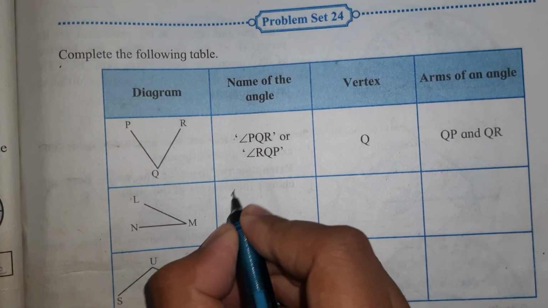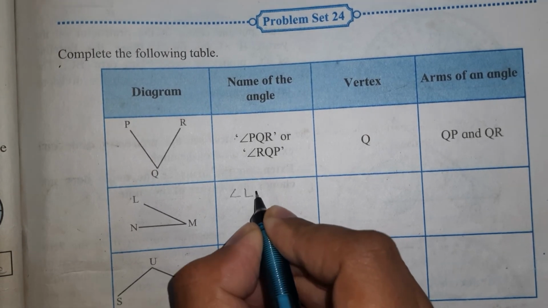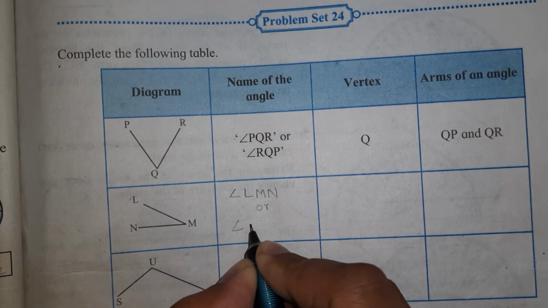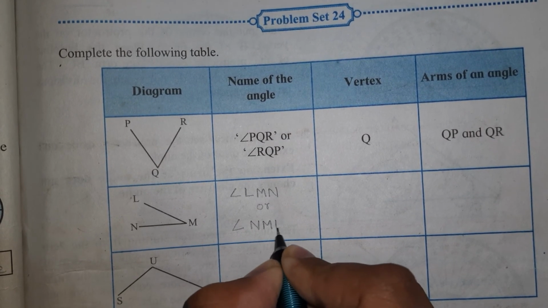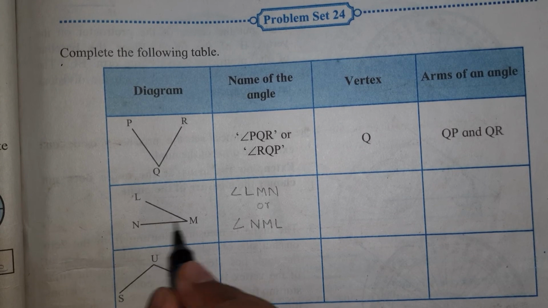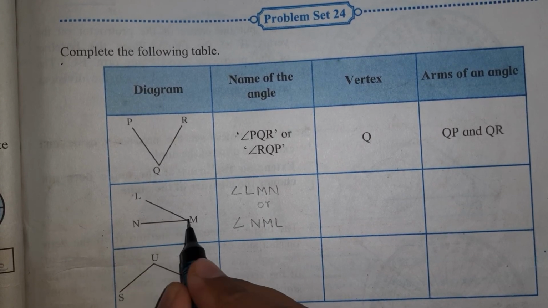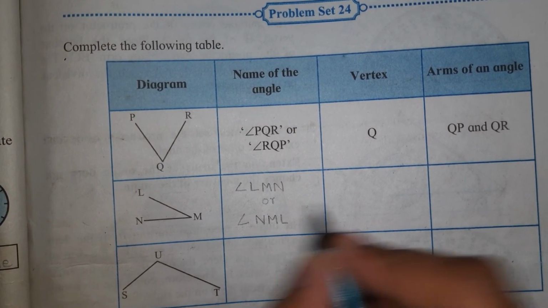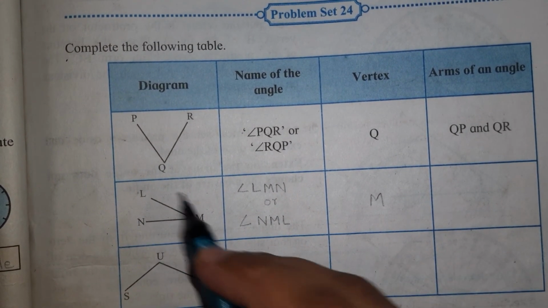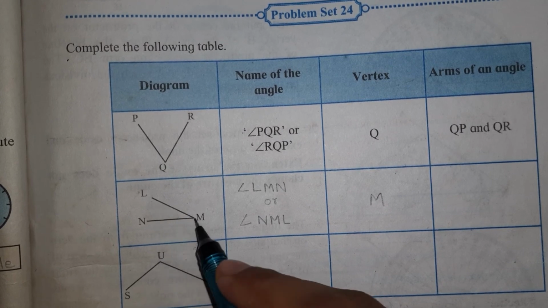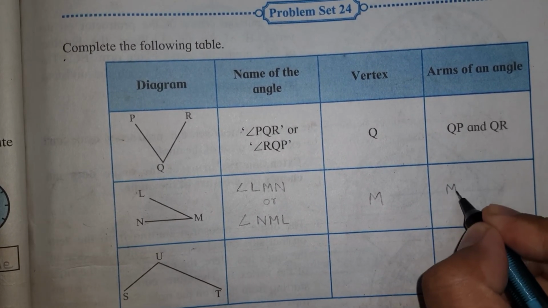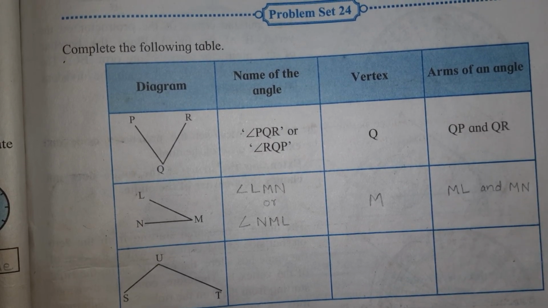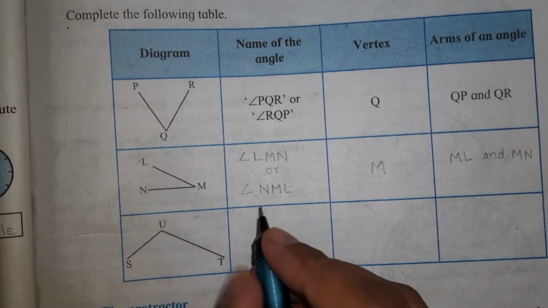Now the second one. What is the name of this angle? Angle LMN or angle NML. LMN or NML. M should be in the center, compulsory. Now, what is the vertex? M. And which are the arms? ML and MN.